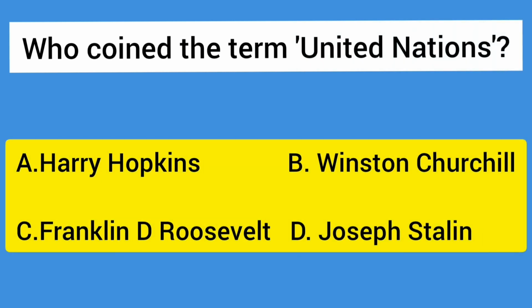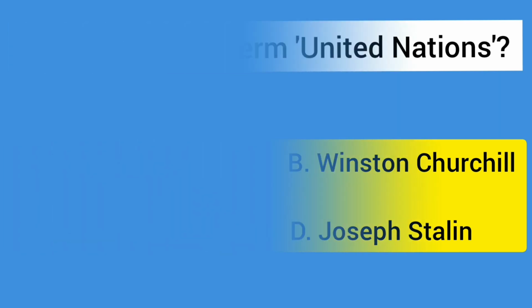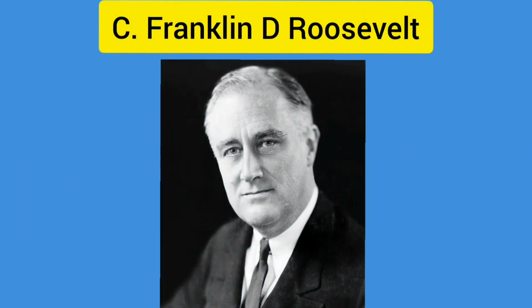A. Harry Hopkins, B. Winston Churchill, C. Franklin D. Roosevelt, D. Joseph Stalin. The answer is C. Franklin D. Roosevelt, the 32nd President of the USA. He coined the term United Nations to describe the allied countries.